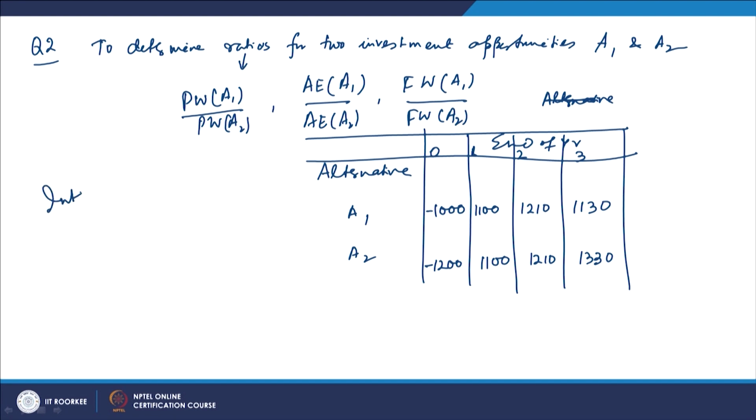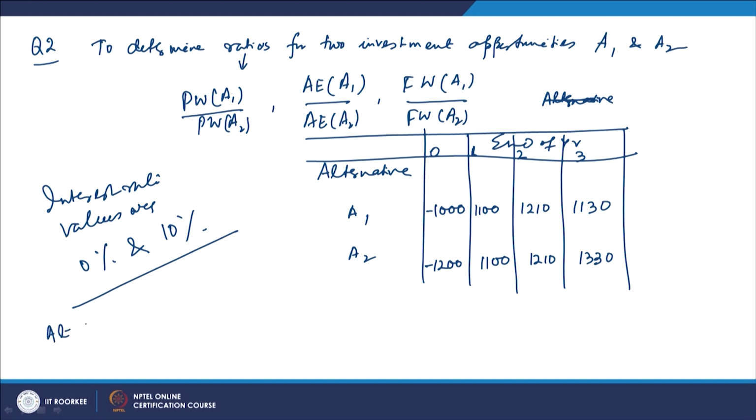Interest rate values are 0% and 10%. So, for 0% and 10% you have to find these ratios. Now, when you have 0%, as we know, in the case of 0% the present worth value will be the same. So, you have to add them.